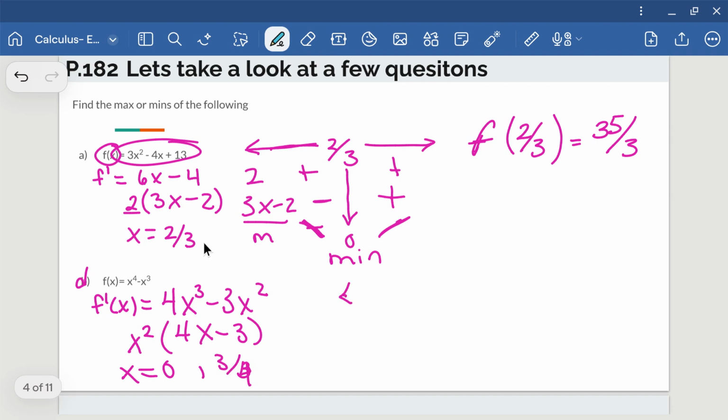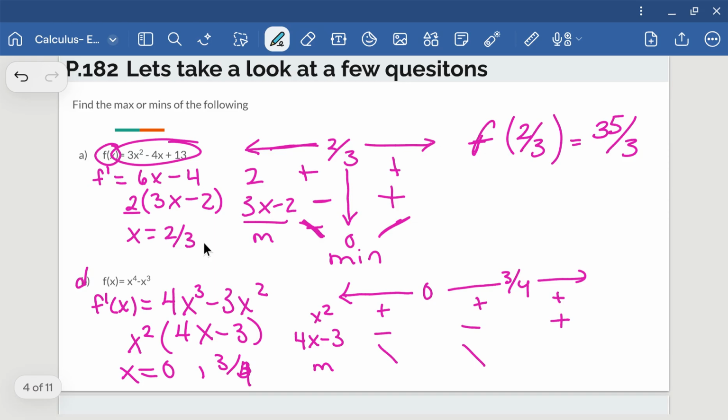Looking at your number line, we're going to plug that in. You'll have the value 0, and we have the value 3/4, and we have numbers bigger than that. So looking at x squared, it doesn't matter what you put in, it will always be positive once you square it. When we look at the value 4x minus 3, anything less than 0 will be negative, between 0 and 3/4 will be negative, and above it will be positive. So when we look at our slope, here we have negative, negative, and then our last one we have positive. So we know at these points it's just 0.